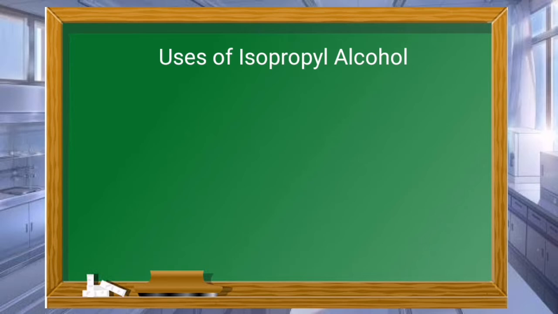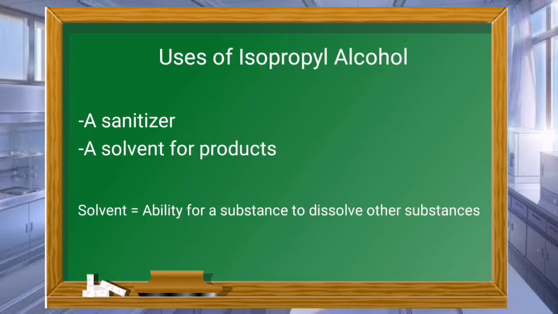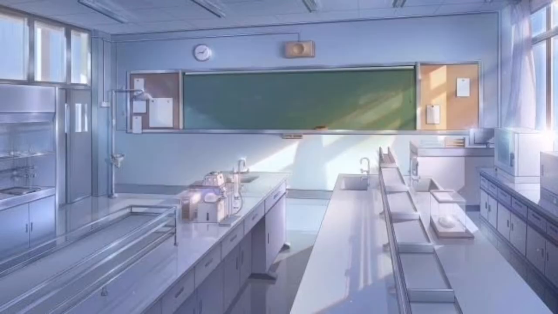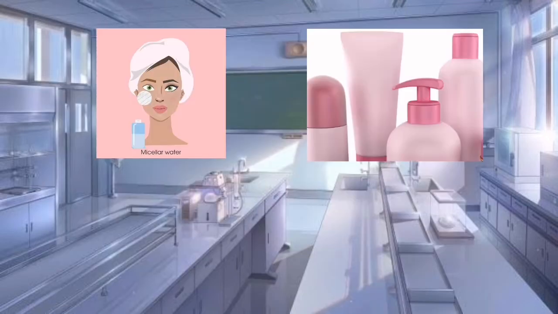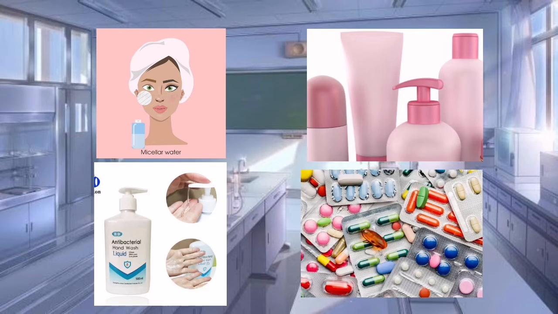Uses of isopropyl alcohol. Isopropyl alcohol is commonly used as a sanitizer and as a solvent for products. Solvent meaning it has the ability to dissolve other substances. Isopropyl alcohol is used in cosmetic products, personal care, an antiseptic in bath products, and as a solvent for drugs.